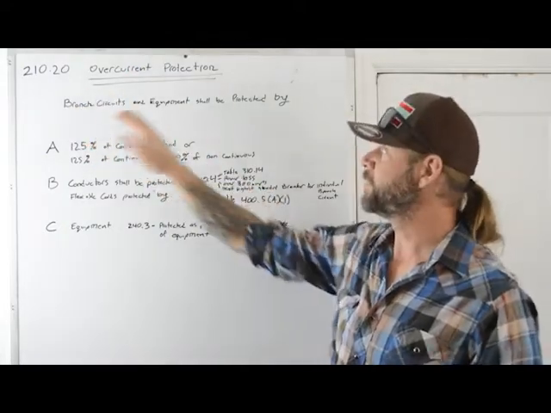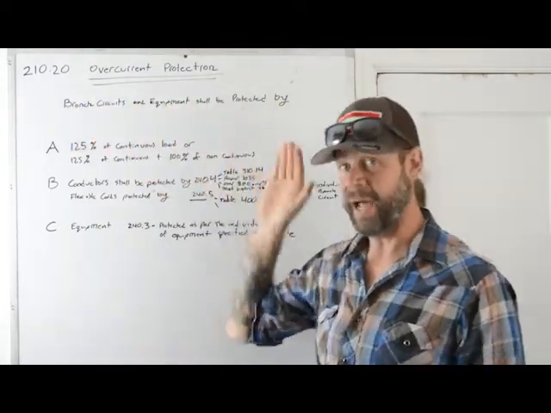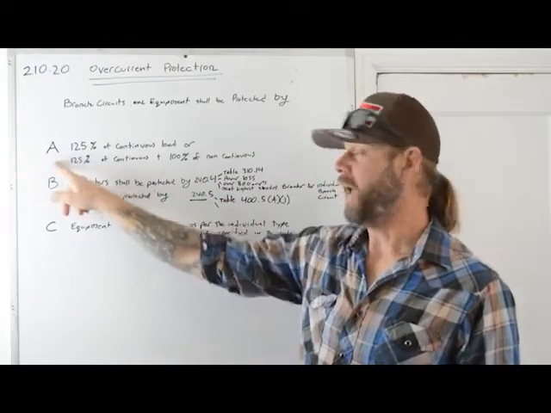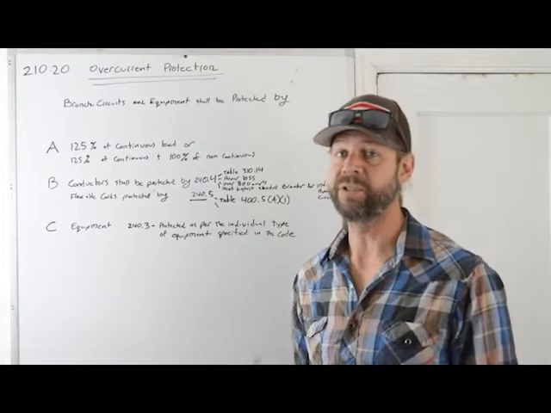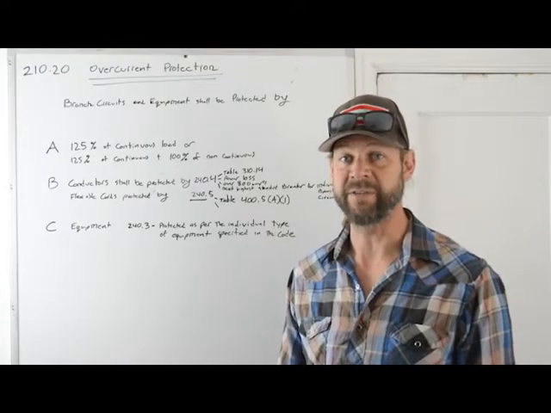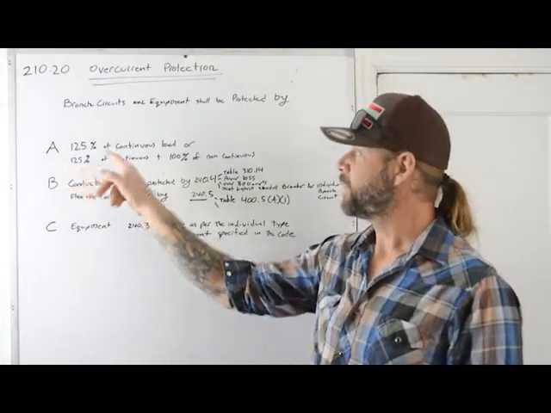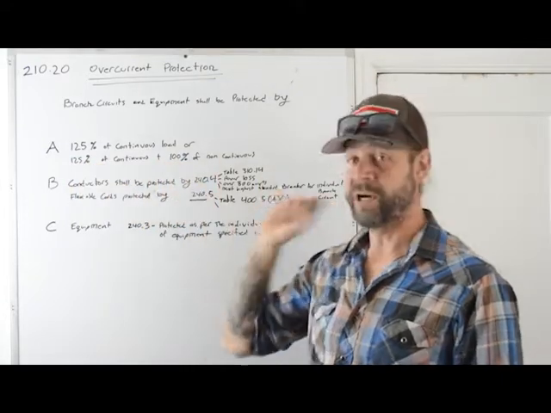So, overcurrent protection for branch circuits and equipment shall be protected by 210.20(A), and we've talked about this before: 125% of your continuous load. Continuous load is a load that lasts over 3 hours at any given time. 125% of your continuous load plus 100% of your non-continuous loads.